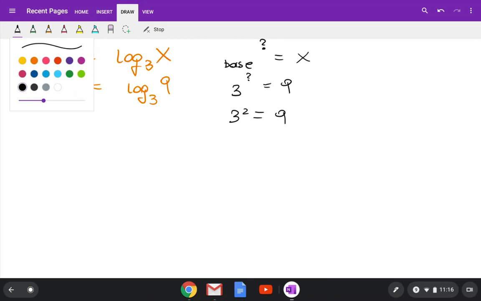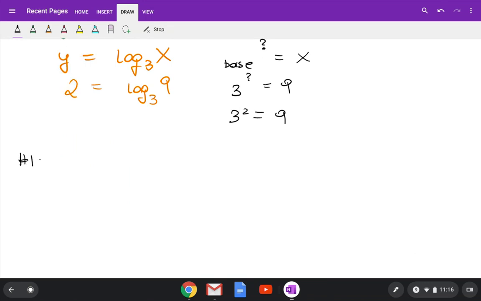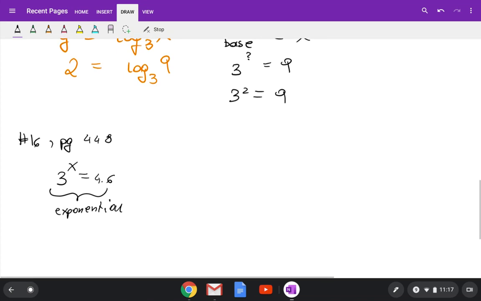Let's do number 16. This is number 16, also from page 448. So in number 16, they give you 3 to the power of x equals 4.6. So you have an exponential function, and you do the same thing: figure out what the base is. So the base is 3.